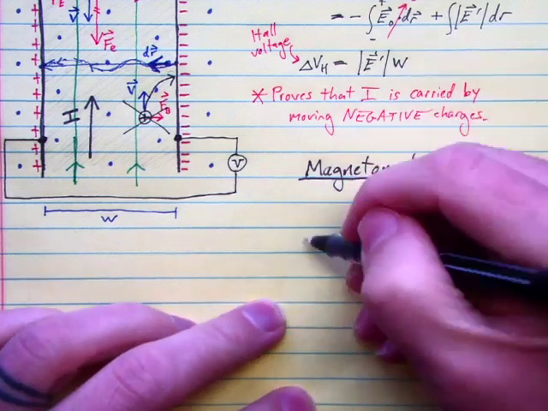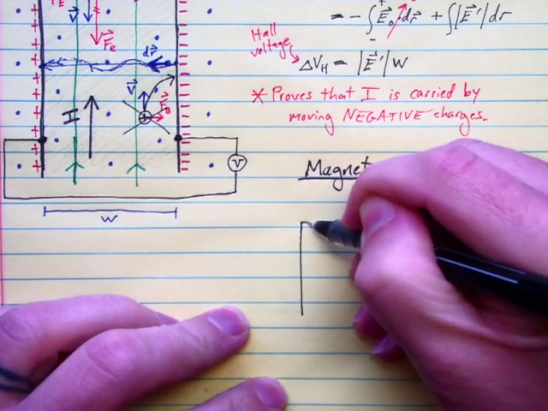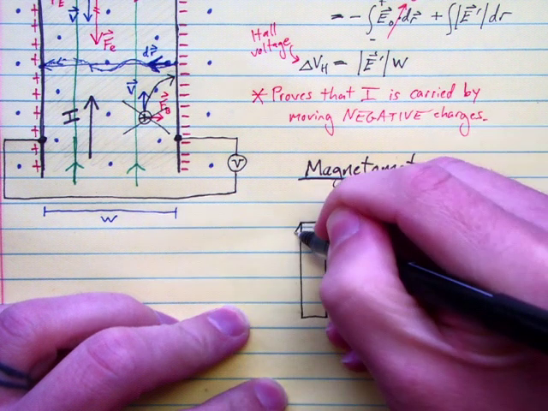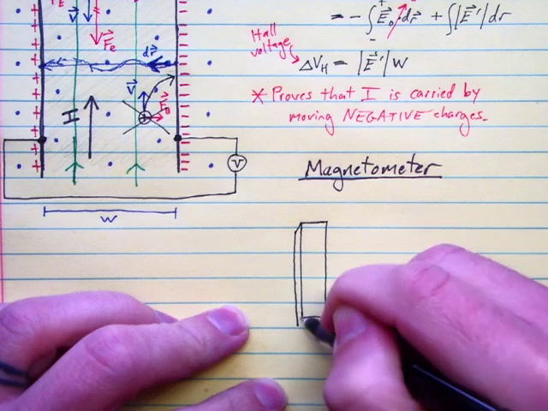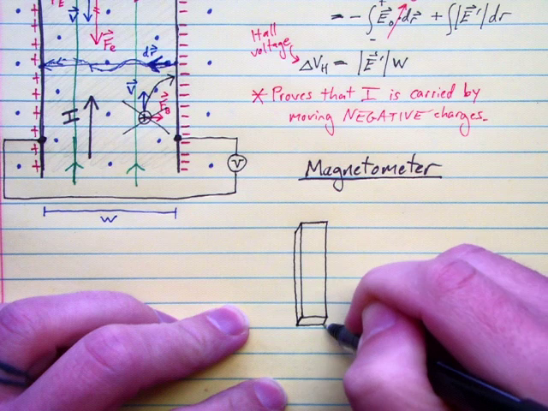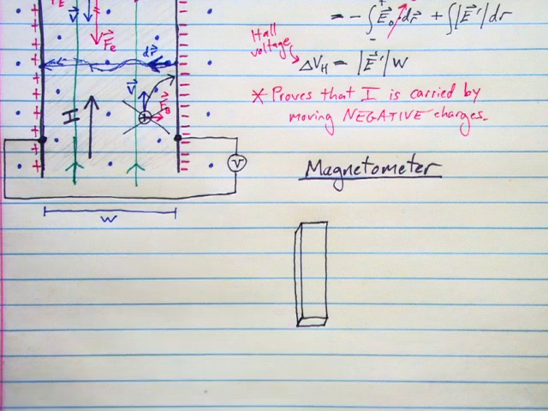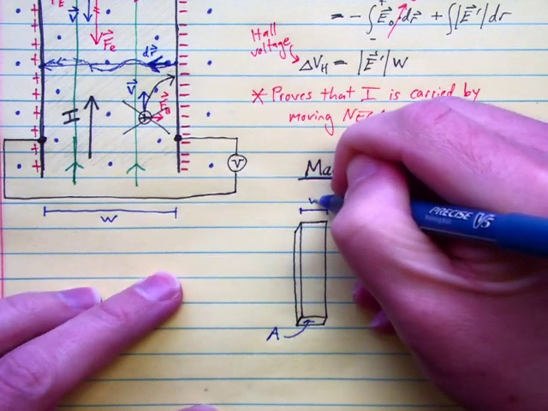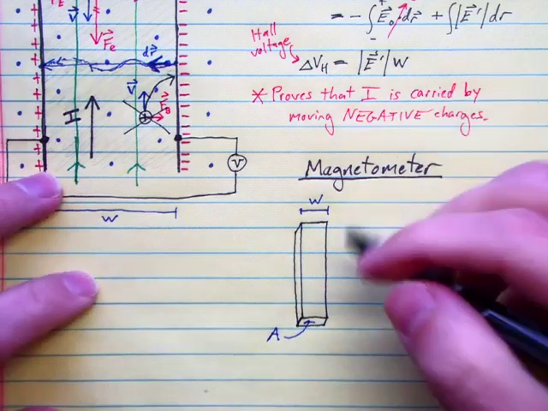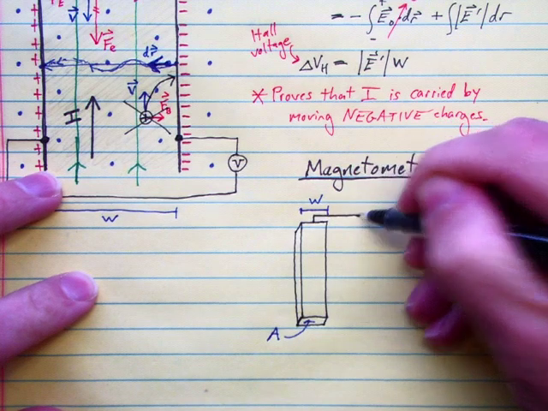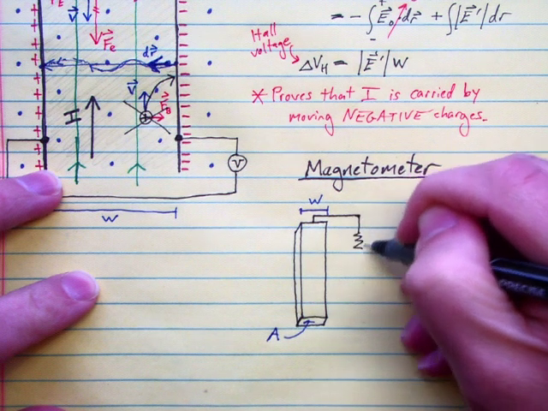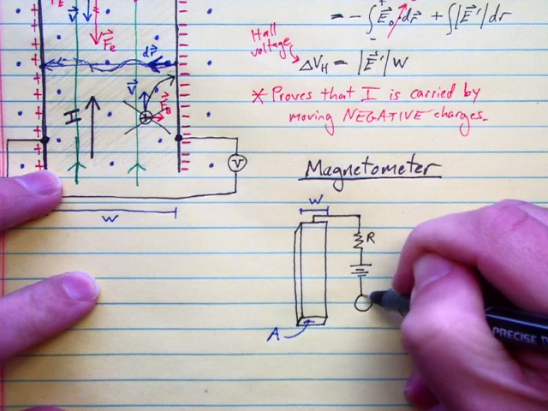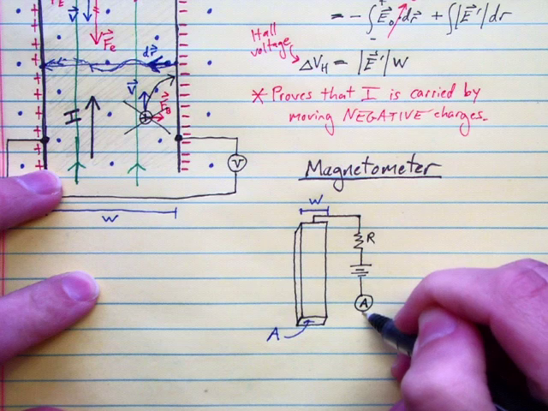Imagine some conducting bar instead of a wire with circular cross section. Imagine instead like a conducting bar with a length to it and a cross-sectional area and a width W. And let's attach it to a power supply. There will be some resistance in that wire, of course. Here's our power supply. And let's stick an ammeter along that wire to measure the current there.